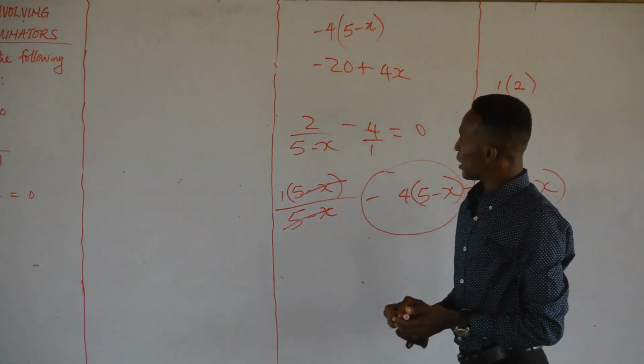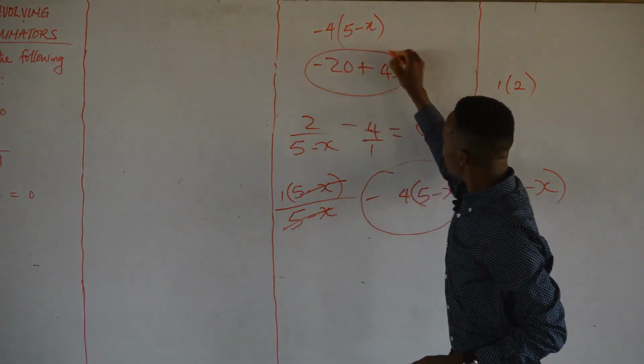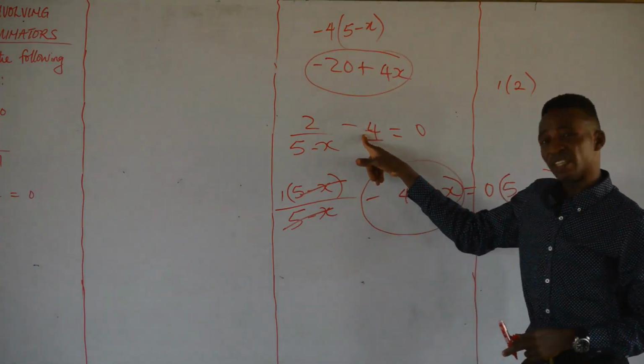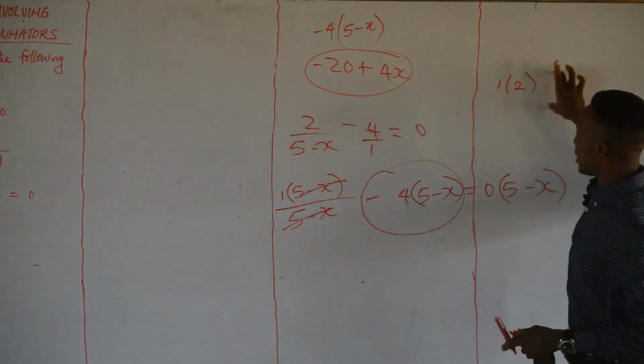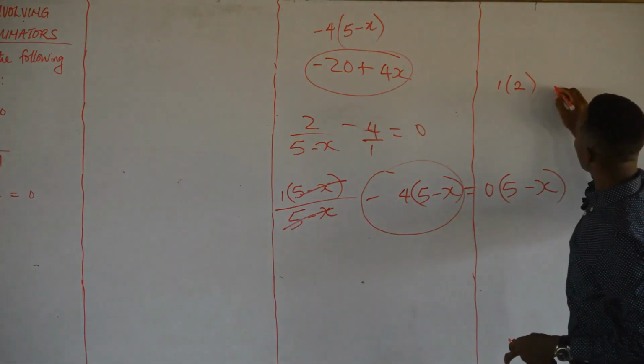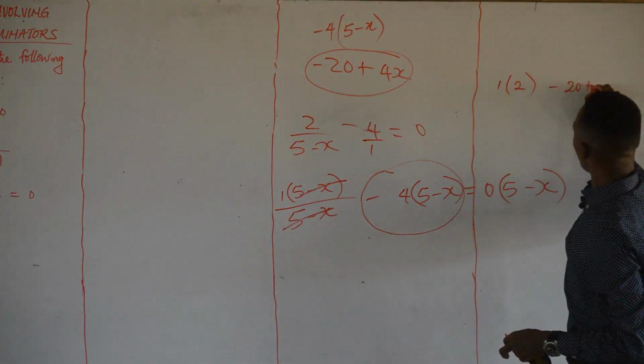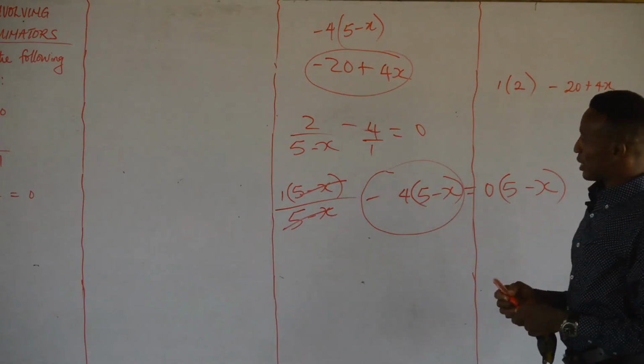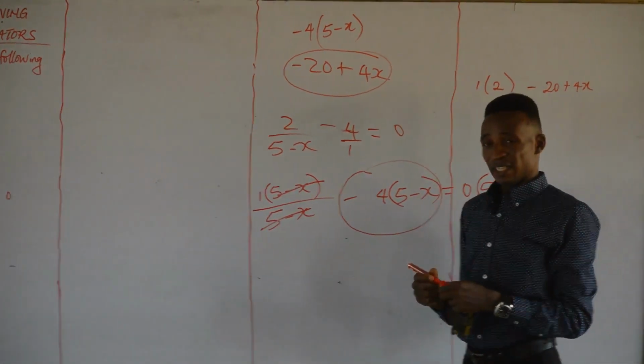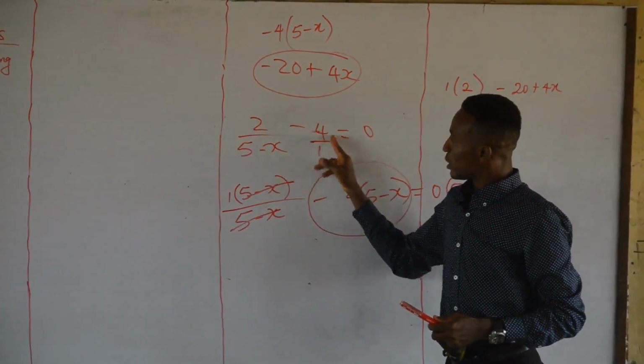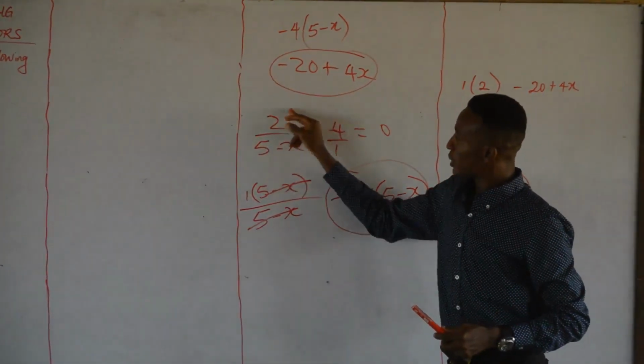Now, after getting this expression here, it is only for this one in the middle. So I bring it here. If I bring it here, that now becomes minus 20 plus 4x. Then that means I am done with the left hand side. This has been settled. This has also been settled.